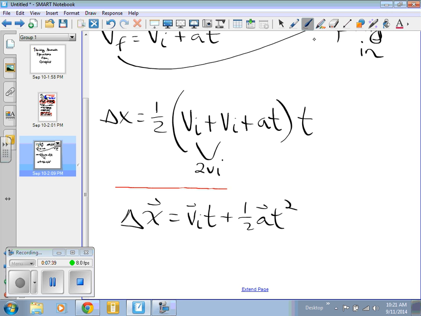We derived them all from the graphs, which means if you understand the graphs, you do not need to memorize any equations. You can solve any kinematic problem.